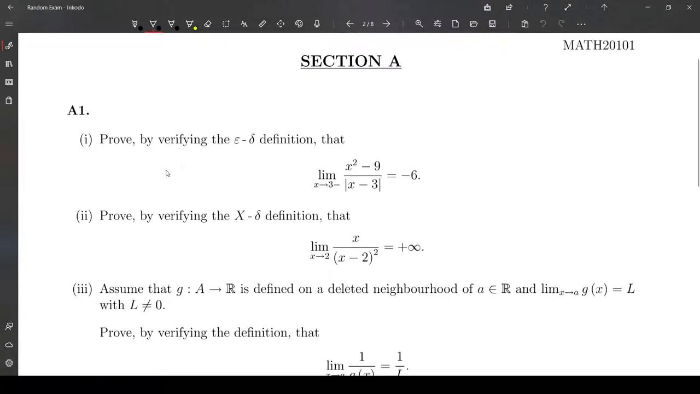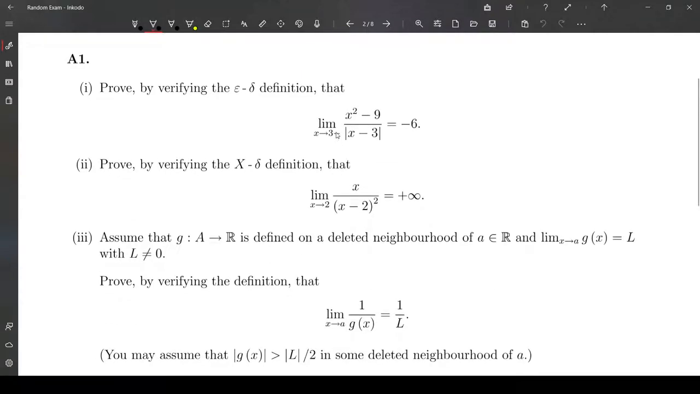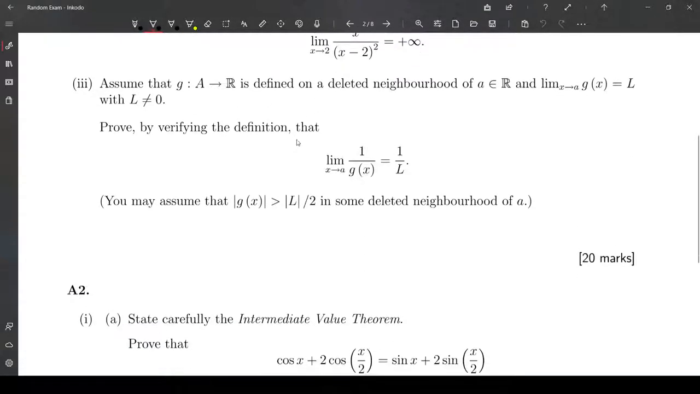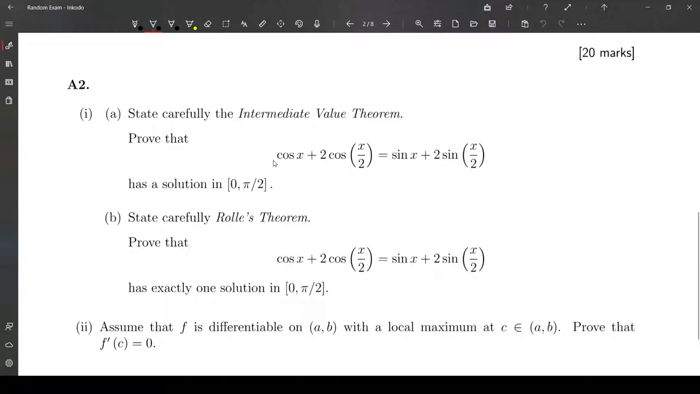Okay, so section A, we have an epsilon delta. Okay, I've never really dealt with the left-hand side. Well, I guess I could figure out how to do that. Okay, prove. Okay, so I'm assuming by epsilon delta, that's how you deal with infinite limits. Okay. I don't think I'm going to be doing that one.